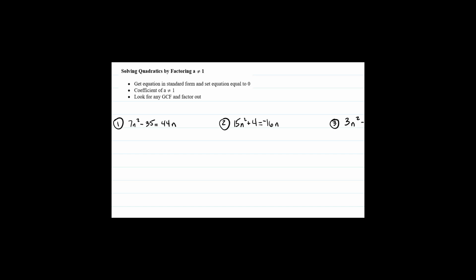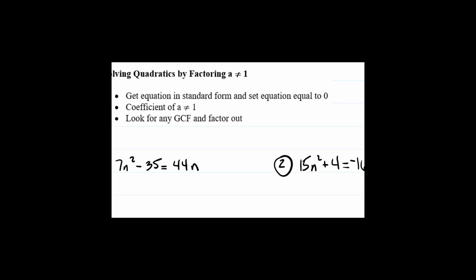So again, remember, when we get an equation in standard form, that means our ax squared plus bx plus c, we want to make sure we get that set equal to 0. Now, what's a little bit different on this one, the a value is not 1. So this number is not going to be 1 anymore. It's going to be something else.